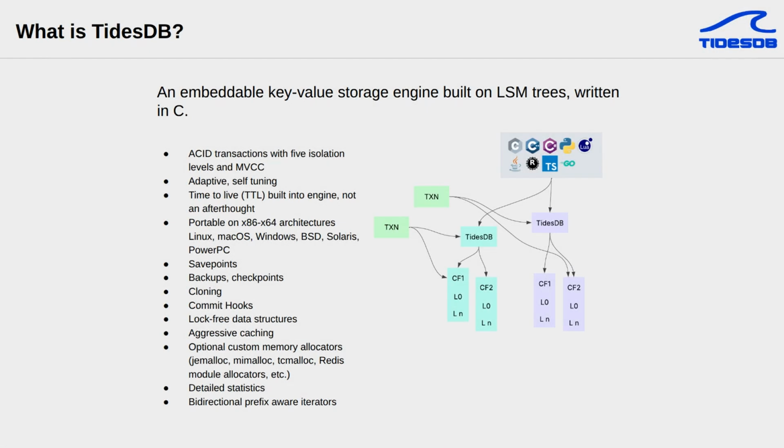So what is TidesDB? TidesDB is essentially a key value storage engine, similar to RocksDB or BerkeleyDB, let's say. TidesDB is architected on LSM trees, log structure merge trees. There's a lot of features that TidesDB offers, such as ACID transactions, time to live, TTL, which is built into the engine, save points, commit hooks, and a lot of other features, which are pretty much essential for building such a tool as a storage engine, right?